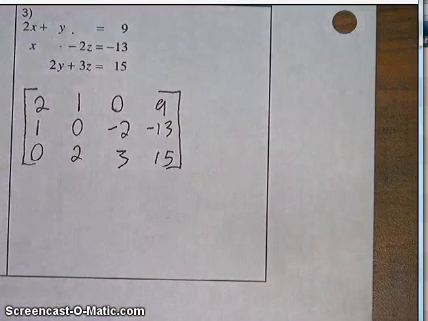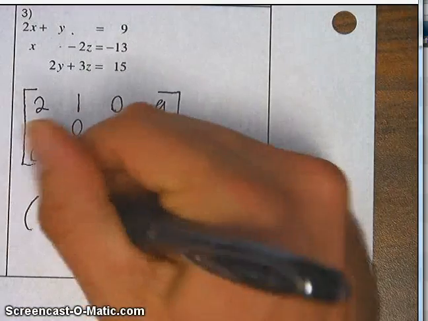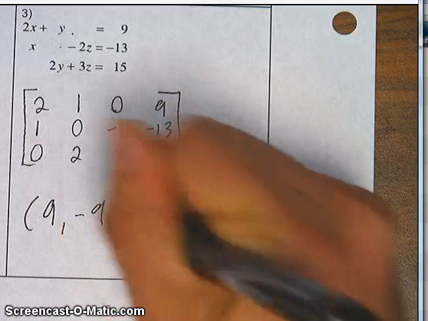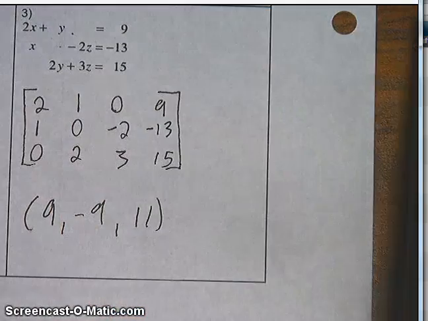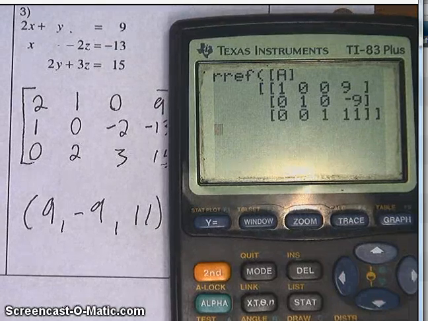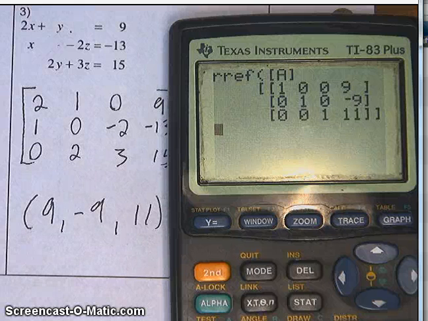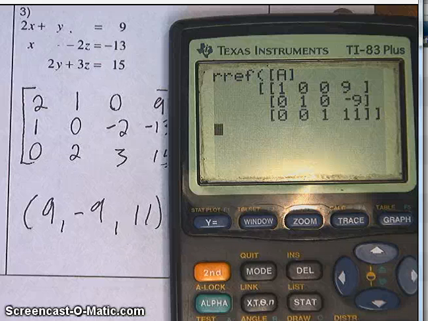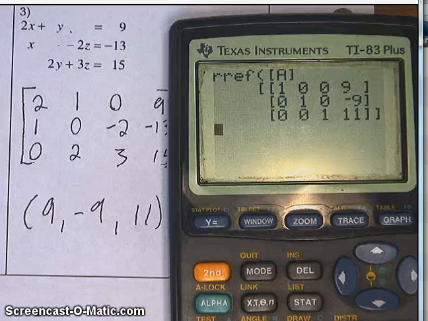You've got this nice identity matrix, Z equals 11, Y equals -9, X equals 9. So the solution, 9, -9, 11. That's what the calculator told me here. And that's how you solve a system of linear equations. And you could do that with 2 equations, with 4 equations, with 5 equations. That works. So just because we've only done 3 equations here doesn't mean you can't use more or less.